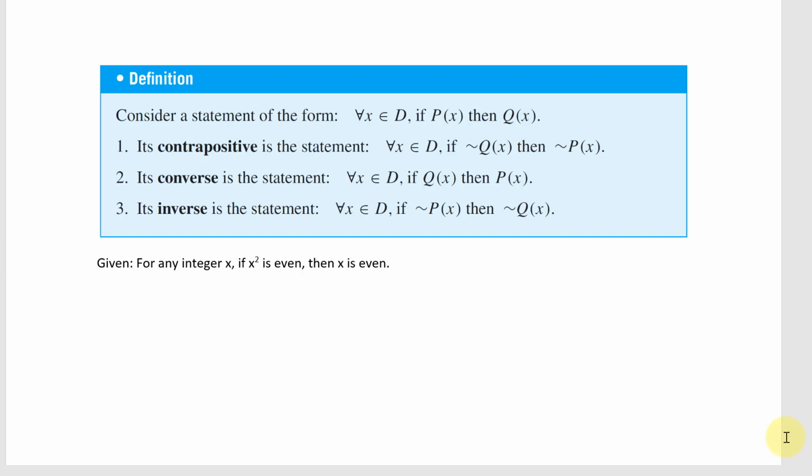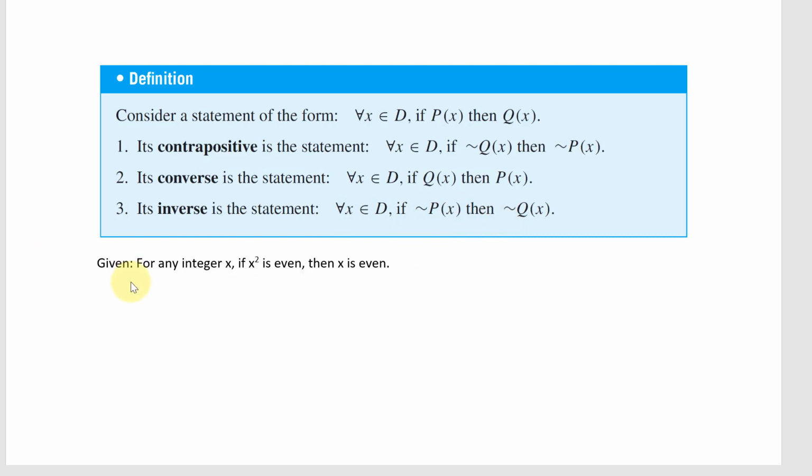Okay, so let's move on to how you can form contrapositives, converses, and inverses for universal conditional statements. Given a universal conditional, that's what I have here: for all x element of the set D, if P of x is true, then Q of x is true. The contrapositive would be for all x element of D, if not Q of x, then not P of x. The converse would be for all x element of D, if Q of x, then P of x. And finally, the inverse is for all x element of D, if not P, then not Q.